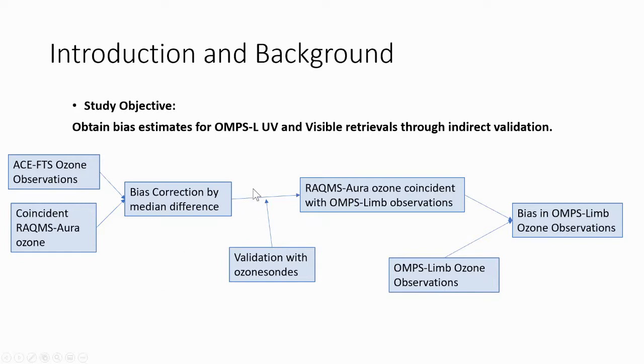We then validate this correction using ozonesondes, where we find coincidences between the ozonesondes and our model. And then we take the model that we have now validated a correction to and find coincidences with our new satellite observation and calculate biases.